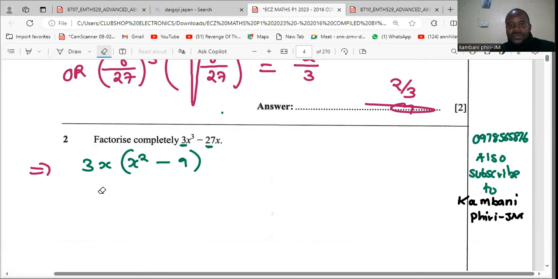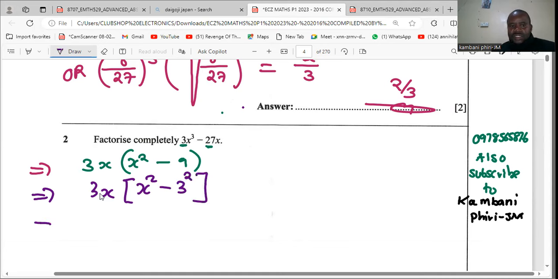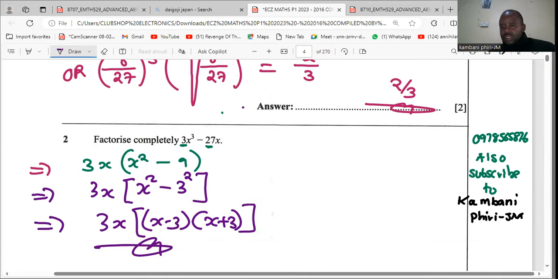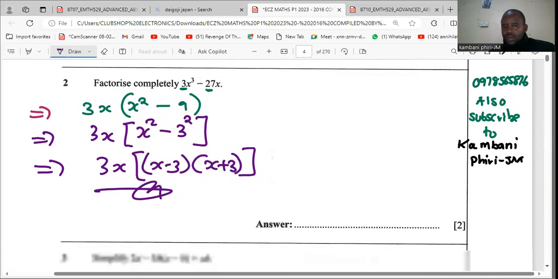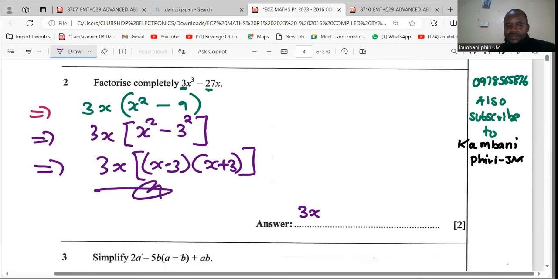You are given a mark for that. Then you must check inside the bracket: there's a difference, and you only have two terms. One of the terms is to power 2. So check if we are able to raise some number to power 2 and still get 9. The number is 3. To factorize that, we want minus 3 and plus 3. In an exam, you would write your answer like this: 3x(x minus 3)(x plus 3).